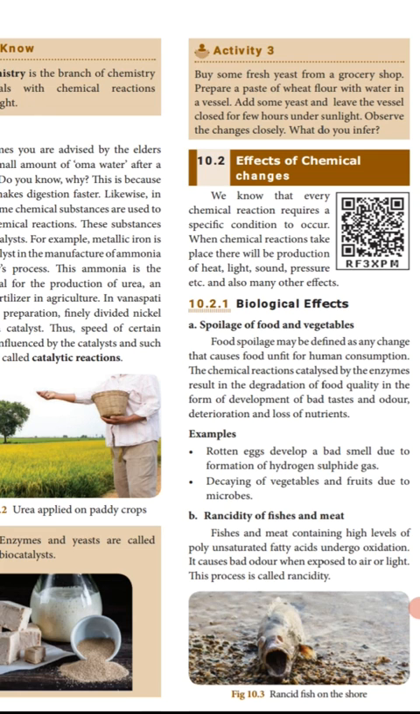Food spoilage, spoilage of food and vegetables, is any change that makes food unfit for human consumption and affects the food quality in the form of bad taste and loss of nutrition. Example: rotten eggs develop a bad smell due to the formation of hydrogen sulfide gas, and some vegetables and fruits decay due to microbes.